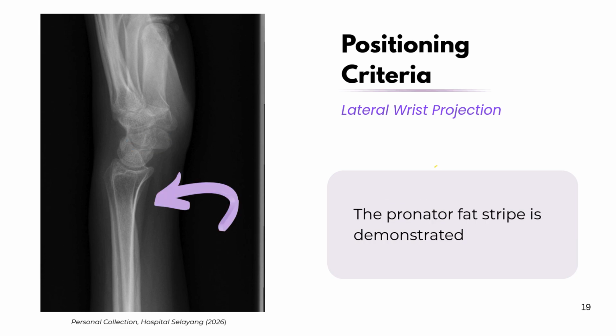The third positioning criterion is the demonstration of the pronator fat stripe. In this radiograph, the pronator fat stripe can be clearly visualized adjacent to the distal radius. Its visibility indicates proper positioning and adequate image quality for evaluation.